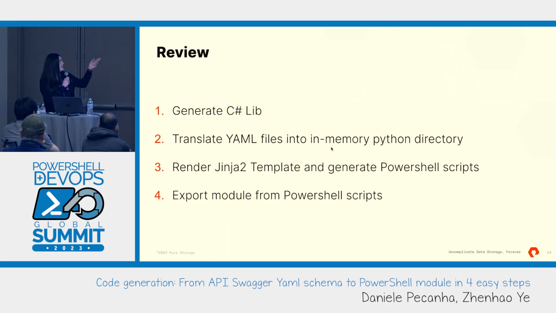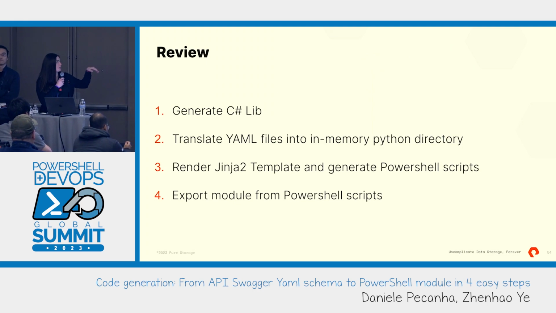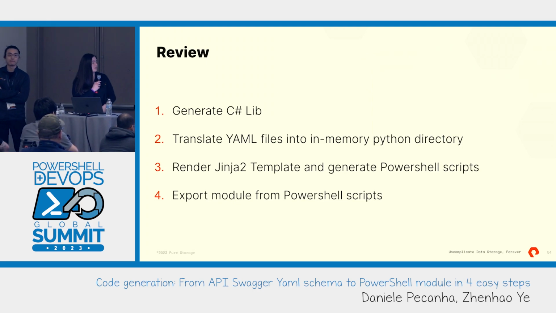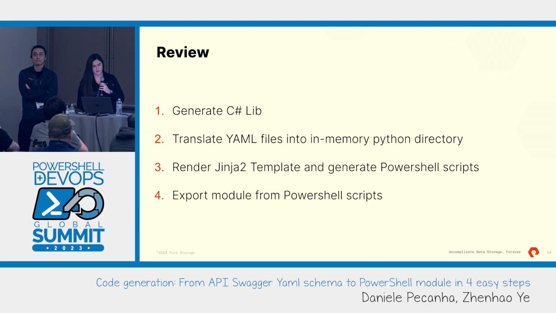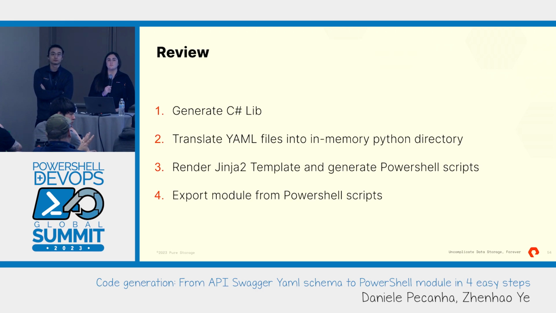Yeah, so just a quick recap. Basically, your 4 steps are: generate the C# lib, translate the YAML files, render your Jinja template, and then you can export your module. So that's pretty much it. Questions?